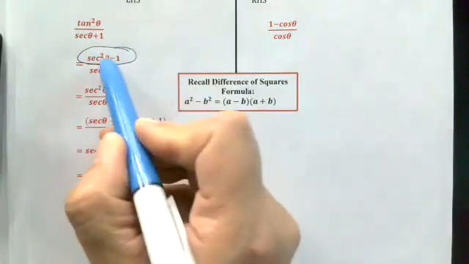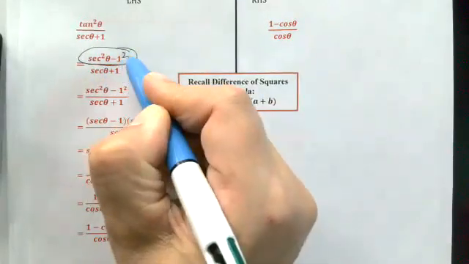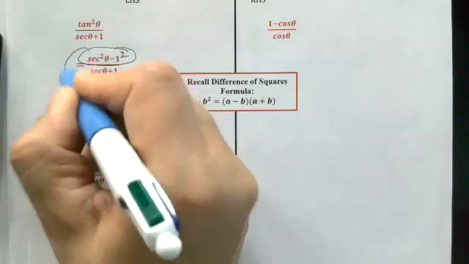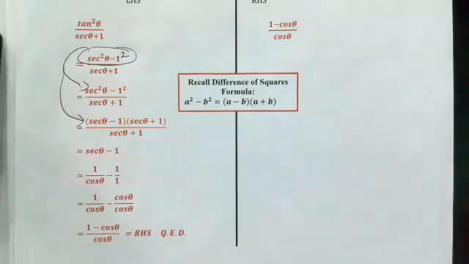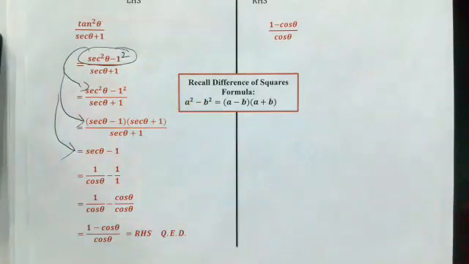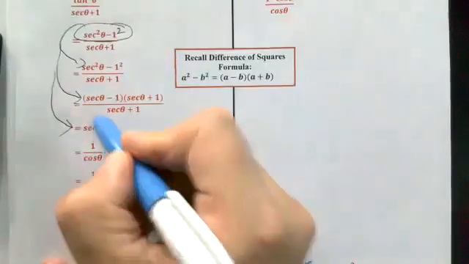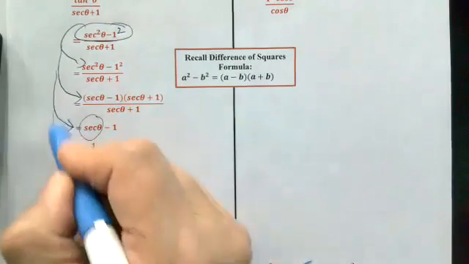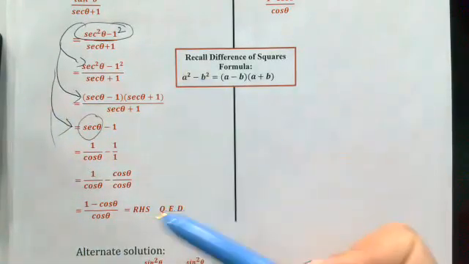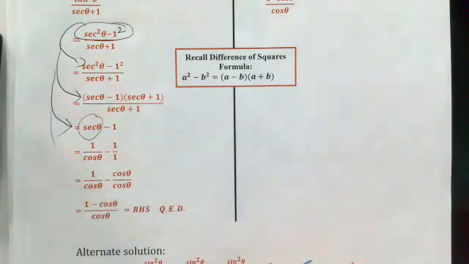Okay, secant squared theta minus 1 can be squared. That's a difference of squares, and that's opening up into the factorized form. And that simplifies into secant of theta minus 1. And then you have to replace secant with 1 over cos, and then you have to do the math for the fractions, right? So a different approach, but again, it doesn't matter the way you approach it as long as you can prove it, right?